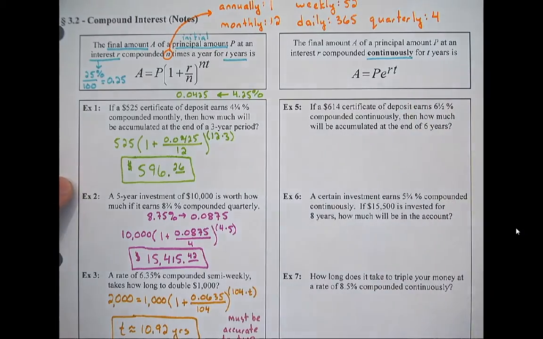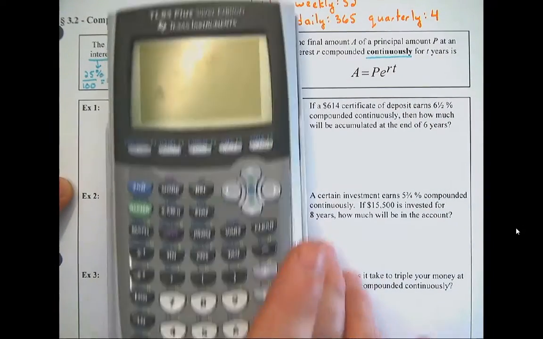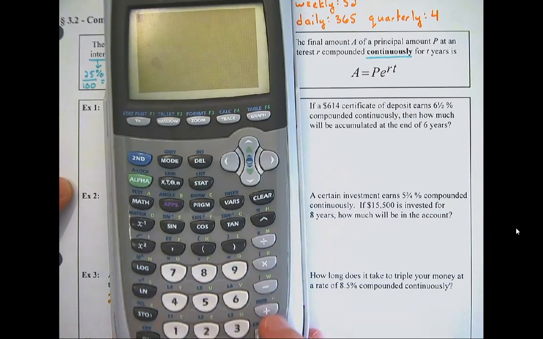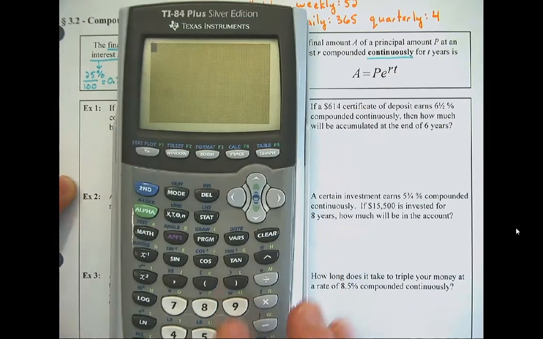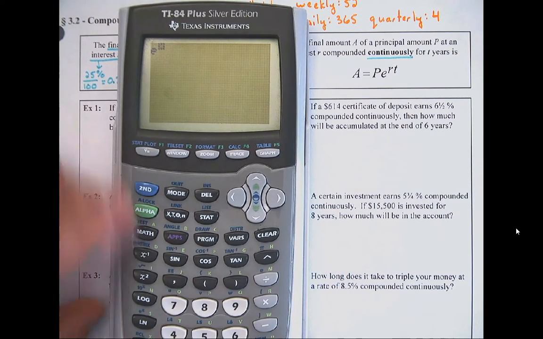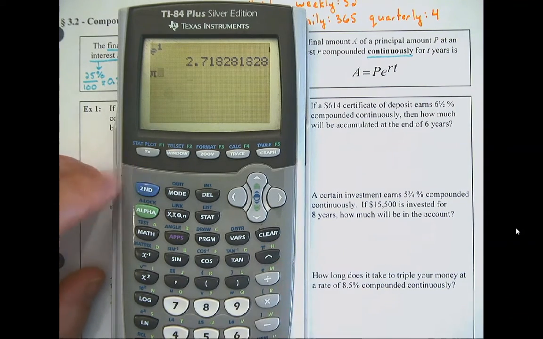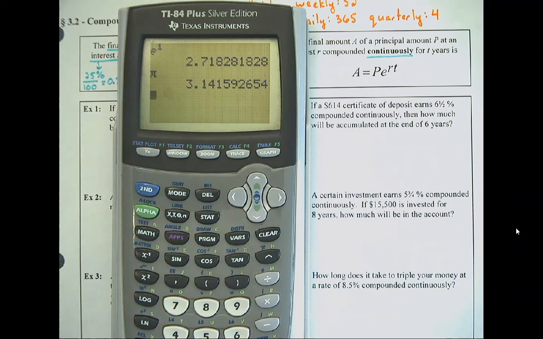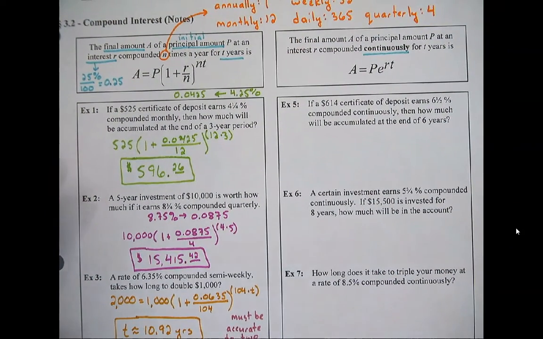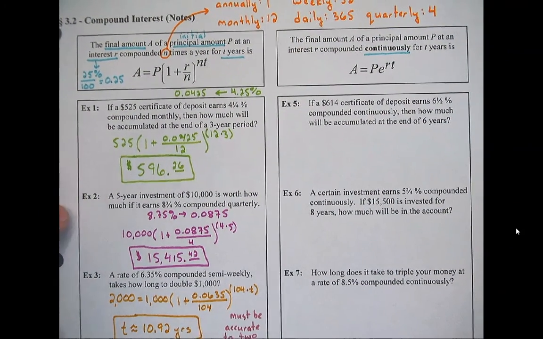Now, e is a number. It's not a variable. e is right here above natural log. So when I hit second, e to the, it always gives you e to the. You can't avoid it. So e is a lot like pi. Pi is 3.14, blah, blah, blah. e is 2.718, blah, blah, blah. So e is another one of our famous constants. Euler's number, actually. It's named after my favorite mathematician, Euler.